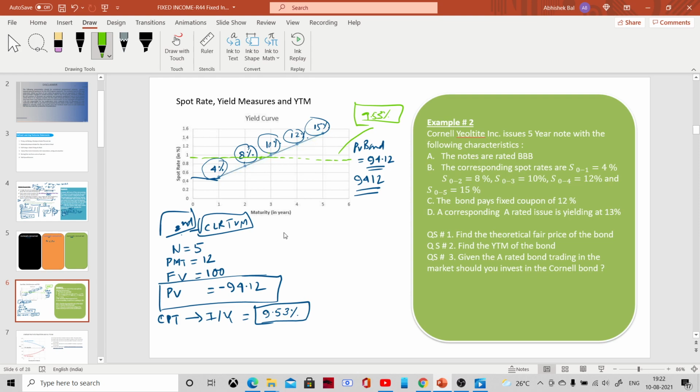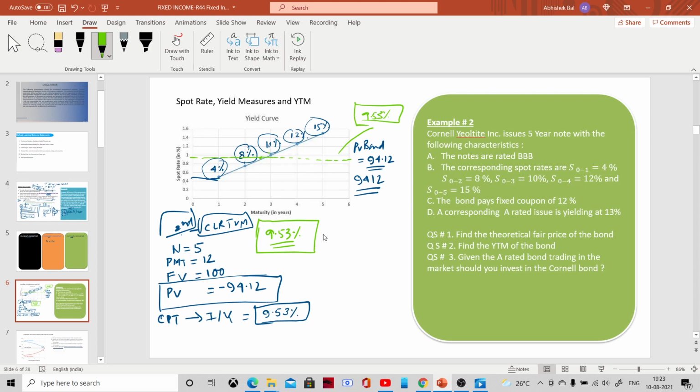All that it means is that instead of these spot rates of 4%, 8%, 10%, 12%, and 15%, a constant market interest rate of 9.53% would have yielded the same amount as these spot rates have yielded, or under these spot rates, whatever the cash flows have yielded. So this is the theoretical equivalent of all of these 5 spot rates. This is a very, very important derivation, and I want all of you to rerun this part of the video in order to understand this.